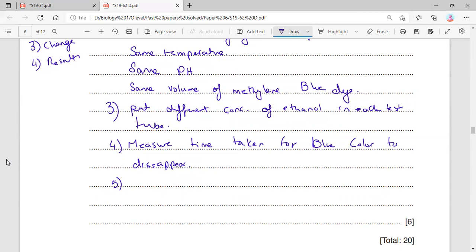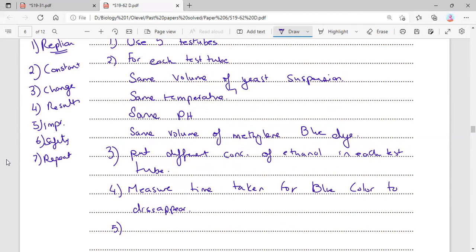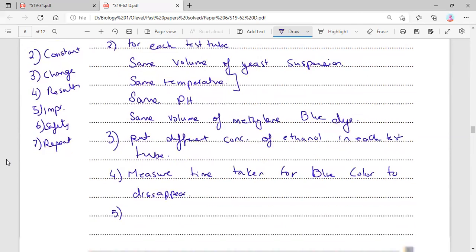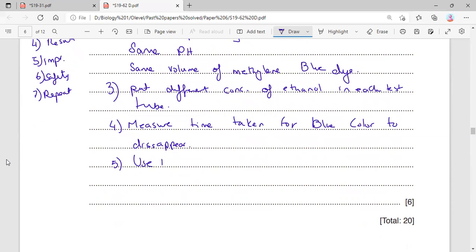Number 5, you will put an improvement to the investigation, and then a safety precaution, and then the last step is repeat experiment and take average. Since we said it has to be at the same temperature, constant temperature, we use thermostatically controlled water bath, which has an electric heater that prevents the water bath from cooling down.